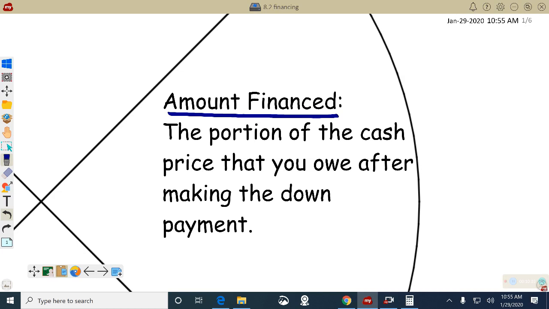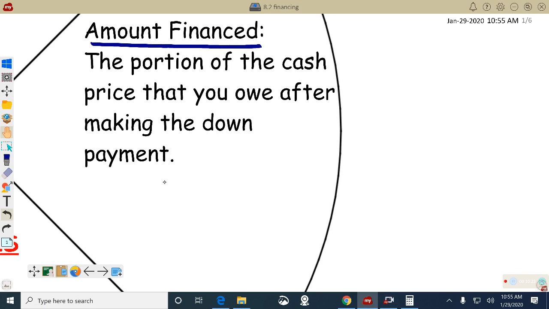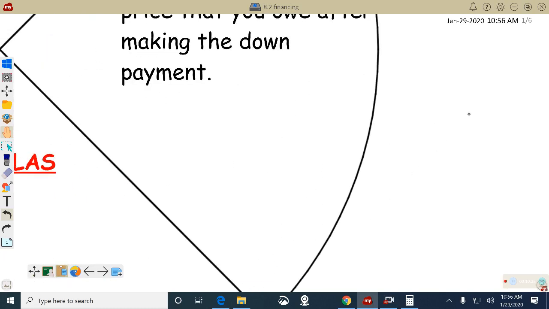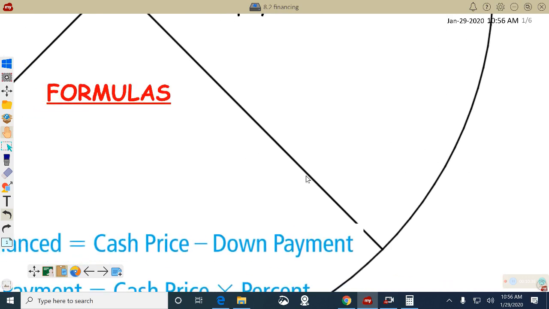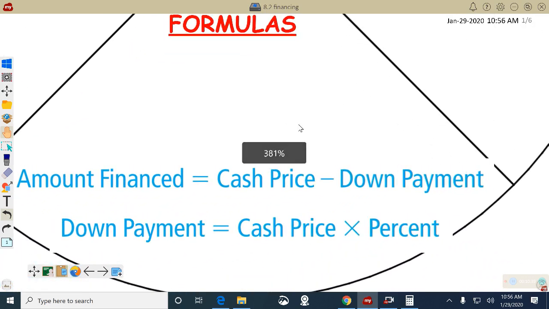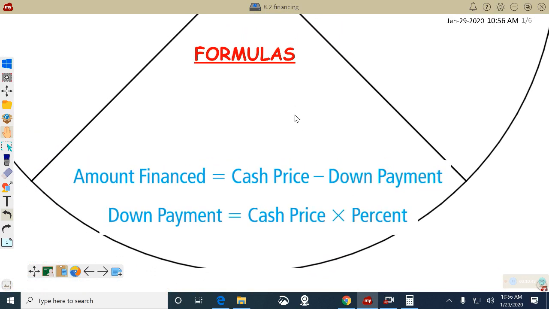Again, pause this video if you need to, because I'm going kind of quick. And last but not least, go ahead and write the two formulas down for this section. So the two formulas at the bottom of this concept map are: amount financed is equal to the cash price minus the down payment, and the down payment is equal to the cash price times a percent. In other words, whatever percent it is, that's the down payment.